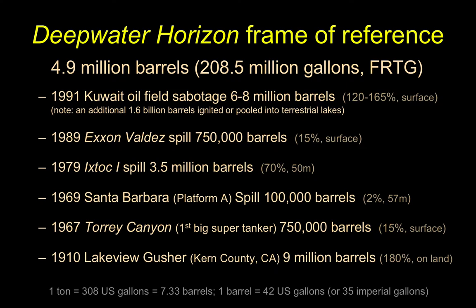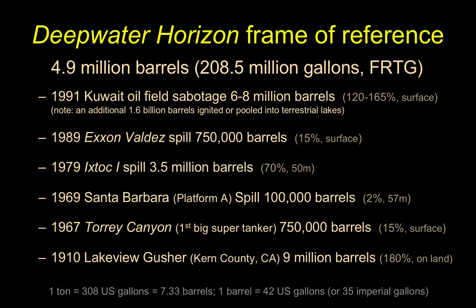I'm going to have it in gallons over there. By what's the entity known as the Flow Rate Technical Group, which is a group of scientists that were figuring out how much oil was coming out of the rip in the bottom of the ocean into the Gulf of Mexico. And then what I've done is, over here on the right, I've standardized everything to that. So this oil spill ran for 3 months, basically, essentially nonstop.